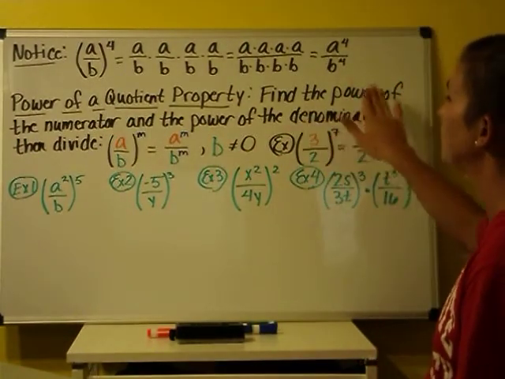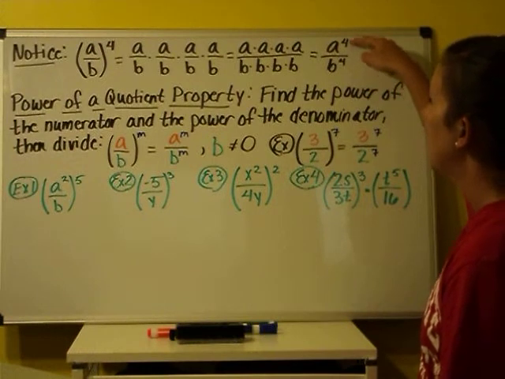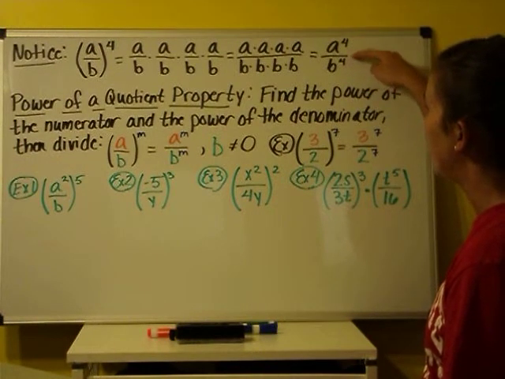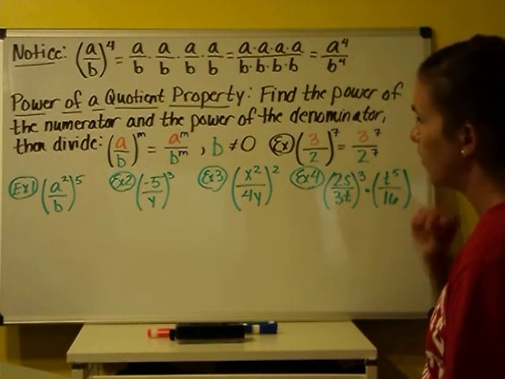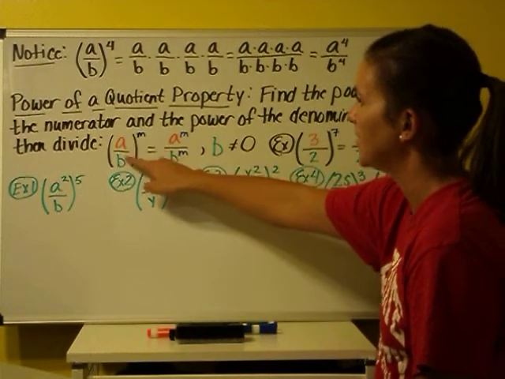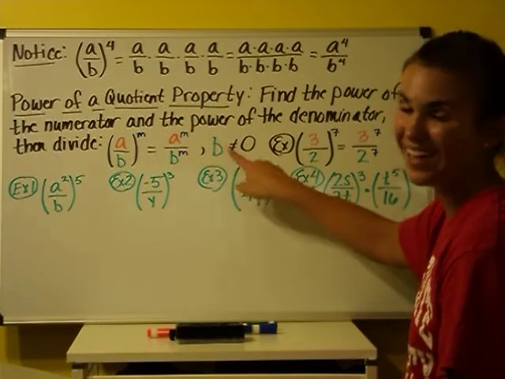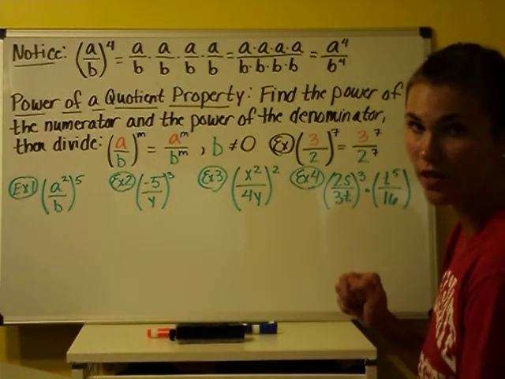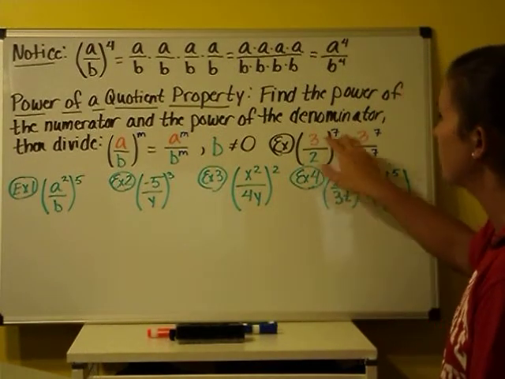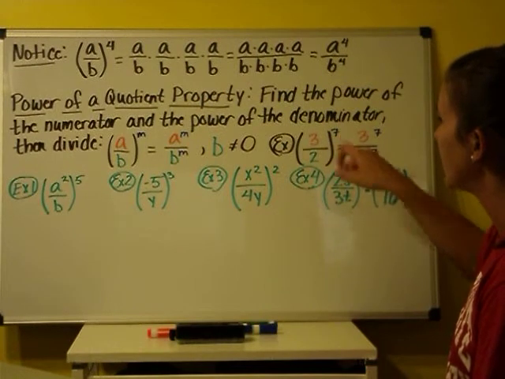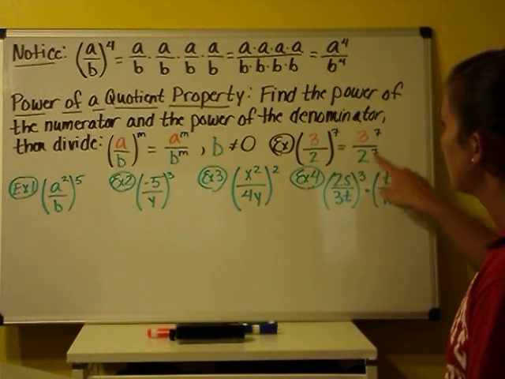So you're going to find the power of the numerator and find the power of the denominator, and then you divide them both. Okay? So here we have a divided by b, to the m. We're just going to take a to the m divided by b to the m. And again, b can't be 0 because we cannot divide by 0. Okay, so if we have 3 halves to the 7th power, we take 3 to the 7th divided by 2 to the 7th.